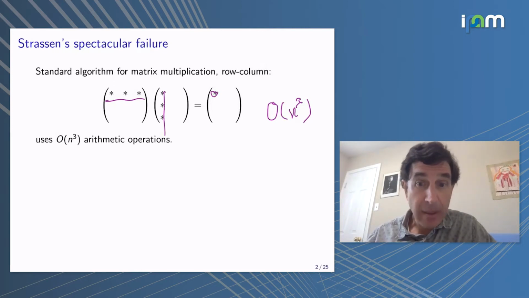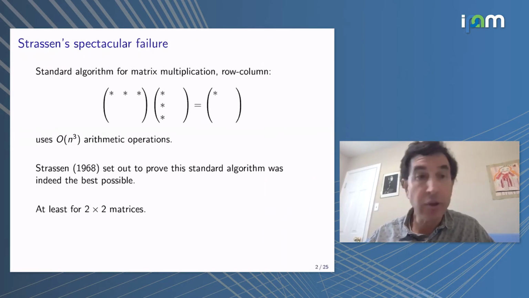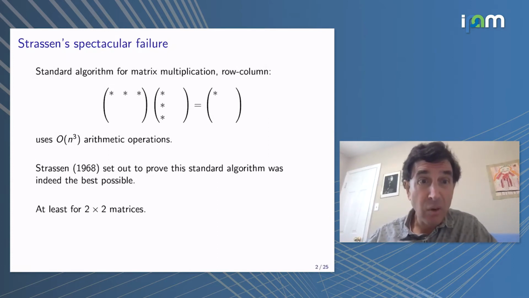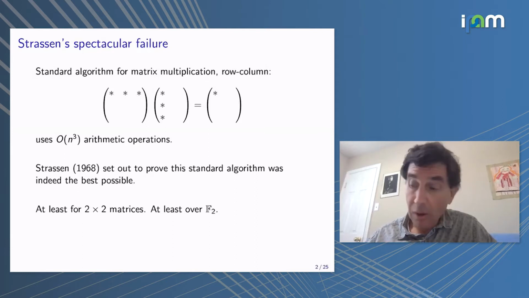It's been around for ages. Let me make sure that it's the best algorithm. He actually set out to prove that you could not do better than this. So how is he going to do that? Well, obviously for arbitrary n, you can't possibly hope to do that. So he said, okay, let me just try and do it for 2x2 matrices. But even for 2x2 matrices, how are you going to check all possible algorithms for multiplying them? Well, if you work over a finite field, say with two elements, then this is actually possible. And so he began enumerating all possible algorithms for multiplying 2x2 matrices over a field with two elements.